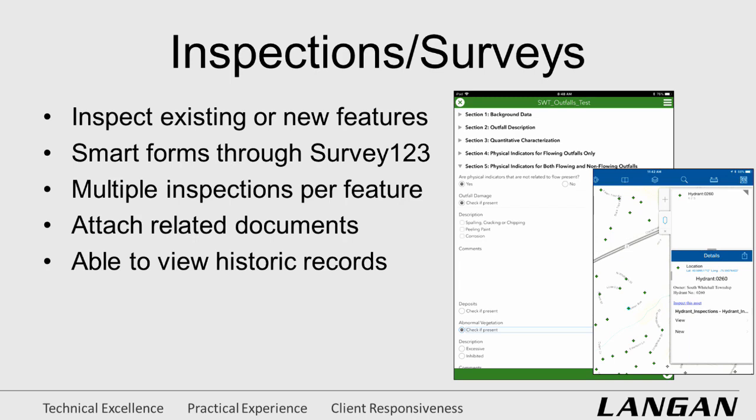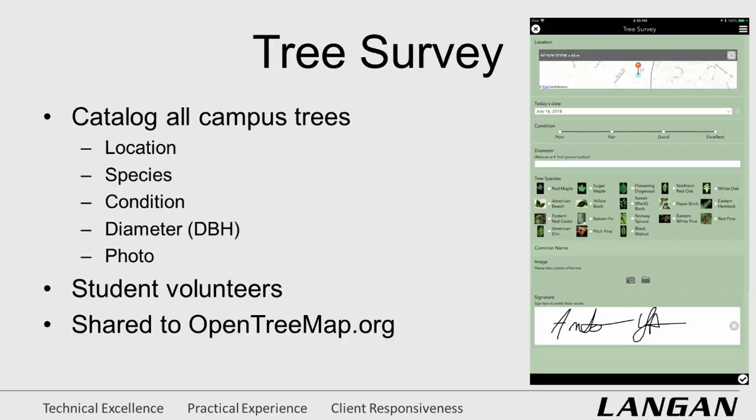So you're able to review these historic documents, and you're also able to attach any kind of as-built plans or maintenance documents to these as well, and view them in the field. So this is an example that we did for a local college, Ursinus College in Pennsylvania, where we used Survey 123 to help them do a tree survey.